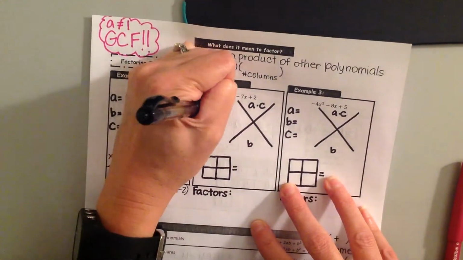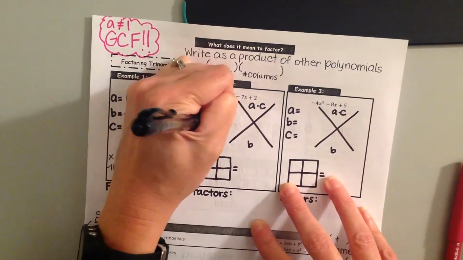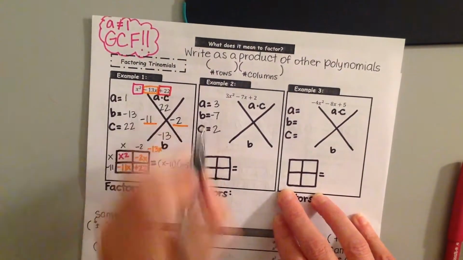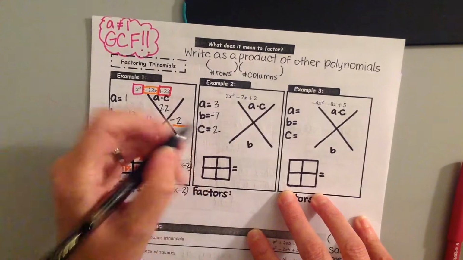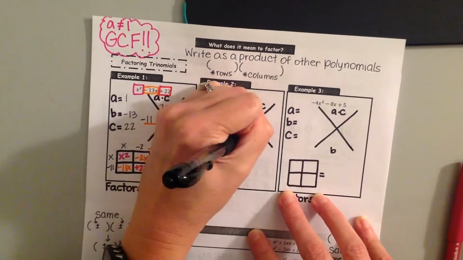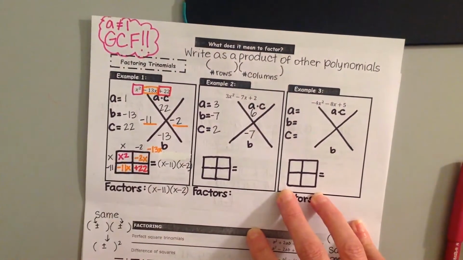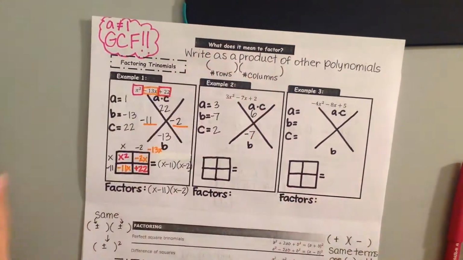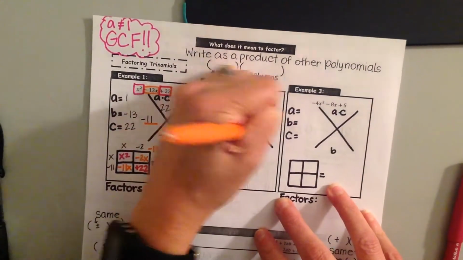So I'm going to continue just like I did with example 1 with writing down my A, B, and C coefficients. Make sure you include the sign. So I'm going to multiply A times C, that's 6, and I have to add to a negative 7. So 3 times 2 will get 6, but 3 plus 2 won't ever get me to a negative 7. So I believe my answers are going to be 6 and 1.